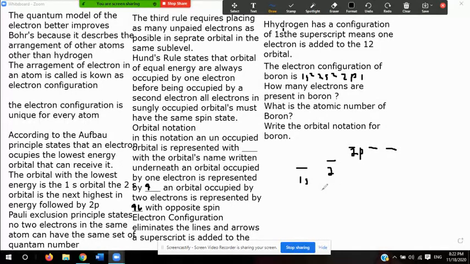So basically, the Aufbau principle states that the electrons are going to be in the lowest possible state, which in this case is the 1s, after they have occupied the 1s.